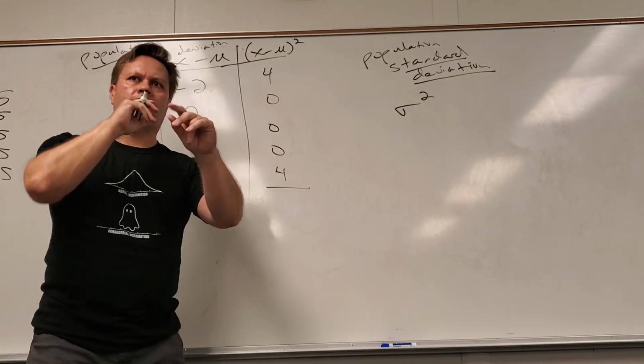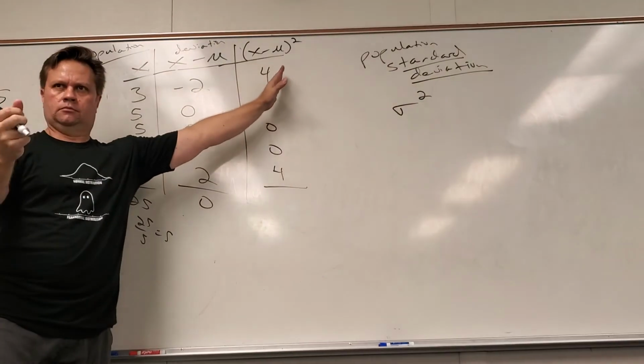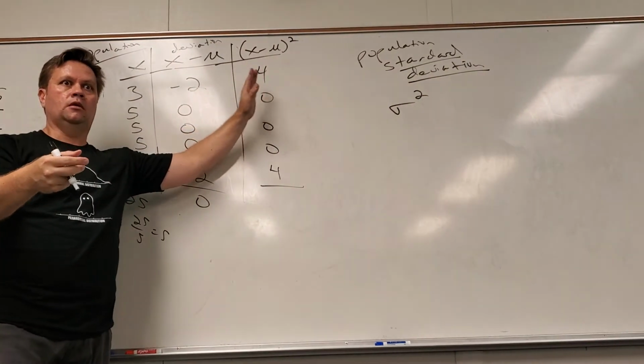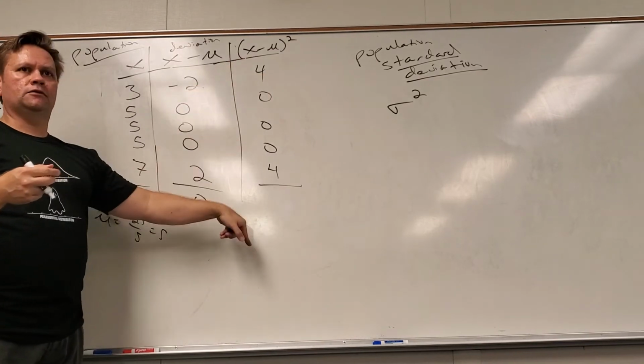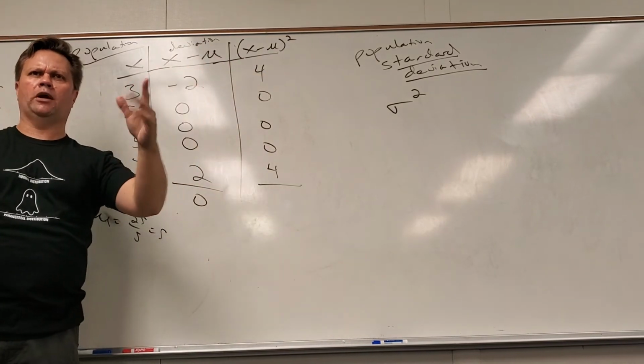All right, let me ask you this. Is everybody cool with the fact that we had a square here? Wait, why do we do that? Because these are negative. Absolute values are freaky. So the other way to make them positive is square. And what's a parabola look like? What's a squared look like?